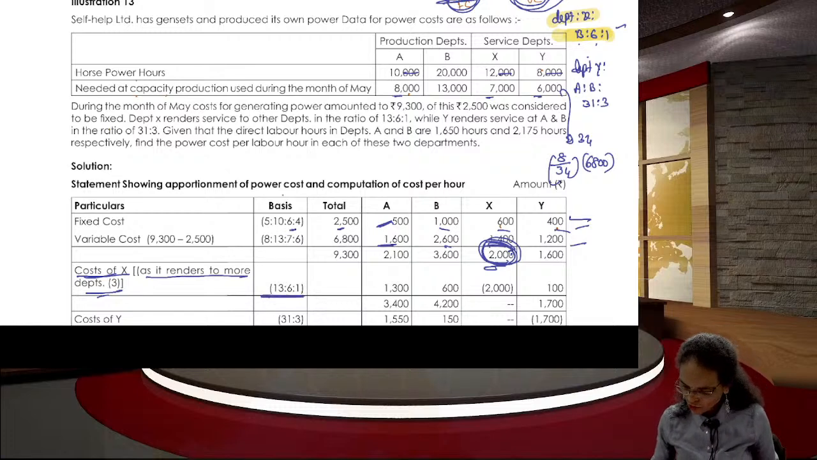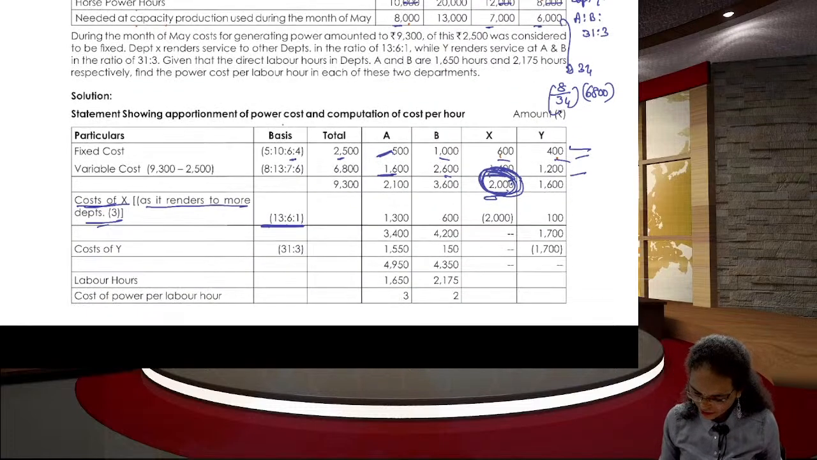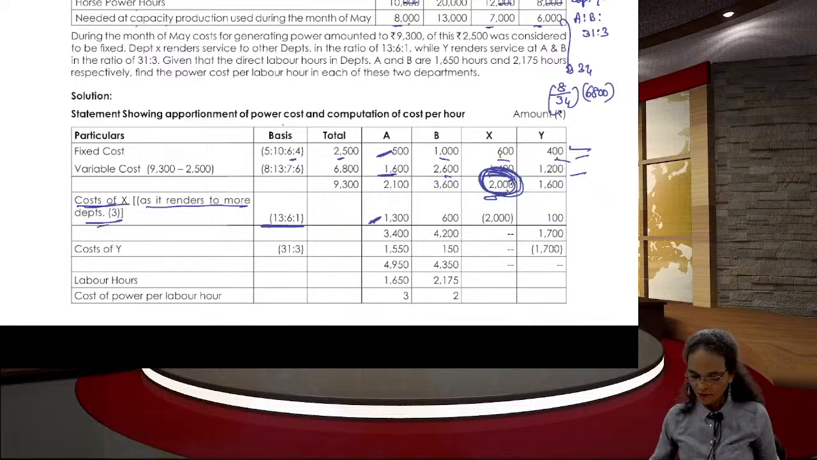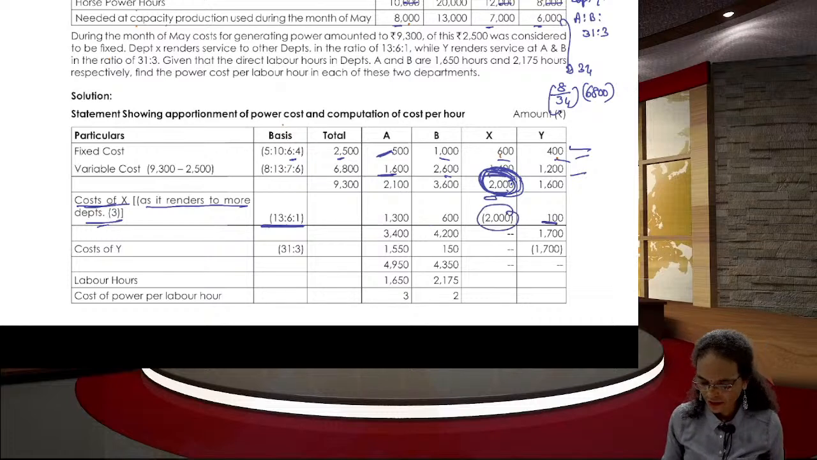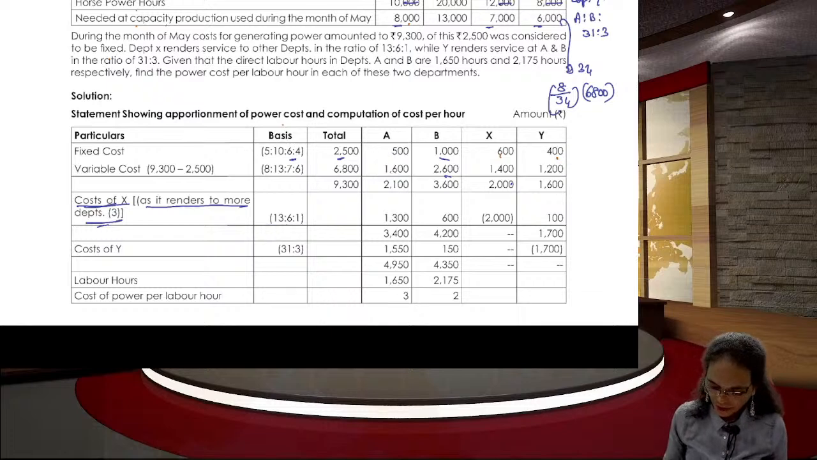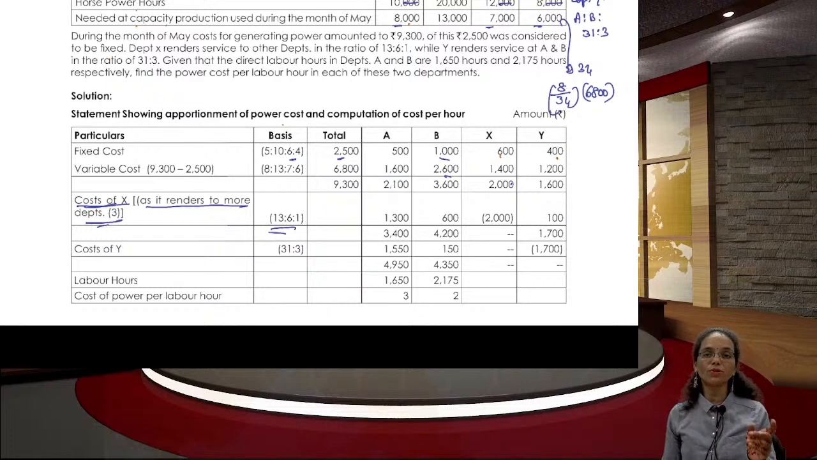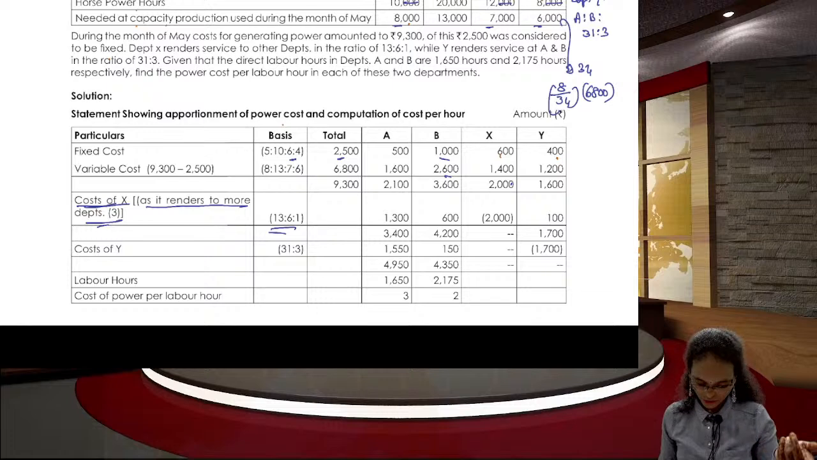13:6:1. So 13 plus 6 plus 1 is nothing but 20. 13 divided by 20 into, what is the expenditure of X department? 2000. 2000 into 13 by 20 is 1300. Then 6 by 20 into 2000, you will get 600. So here this one will be minus, and here 100. You calculate it, you will get it. I told you this problem a number of times, how to calculate it.